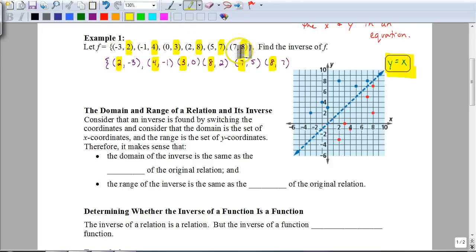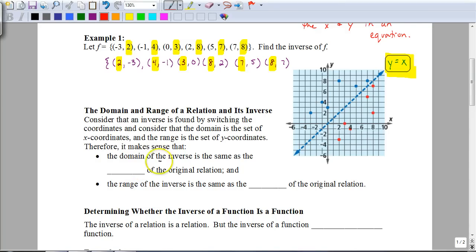And if you notice for this particular problem, the original is a function because there are no repeats with the x's, but you can see here with our inverse, there's a repeat, there's 2 8s here, so that means the inverse in this particular example is not a function. So let's look to see what they want us to put in these boxes down here. It says, consider that an inverse is found by switching the coordinates, and consider that the domain is a set of x coordinates and the range is a set of y coordinates.